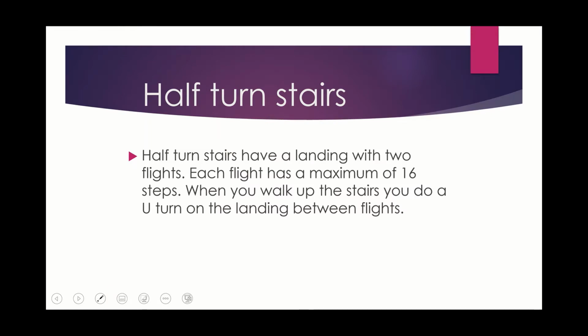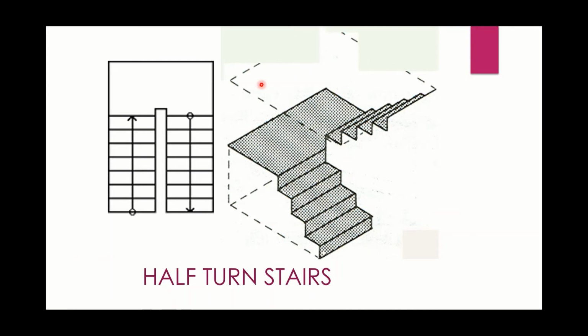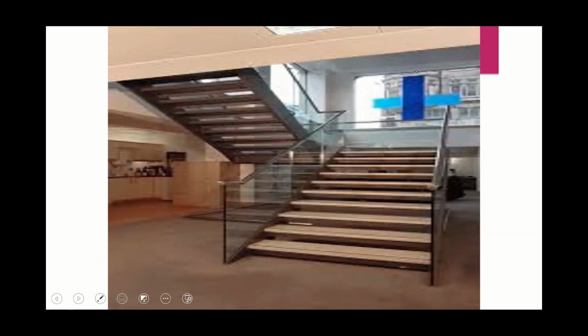Half-turn stairs. Half-turn stairs have a landing with 2 flights. Each flight has a maximum of 16 steps. When you walk up the stairs, you do a U-turn on the landing between flights. Again, quite common to see. A half-turn stairs in architectural plans would look something like this. There's a 3D model of the half-turn stairs, and there's a photograph of half-turn stairs. Again, I'm sure most people have seen something like that before.